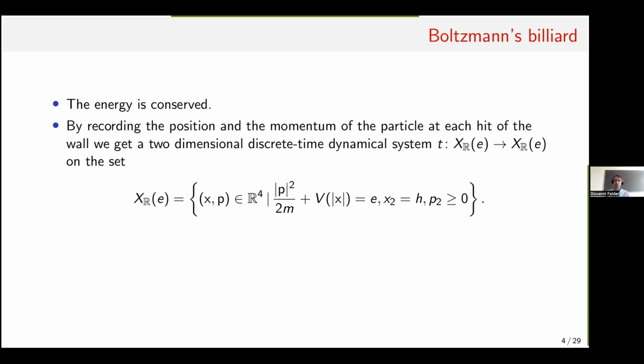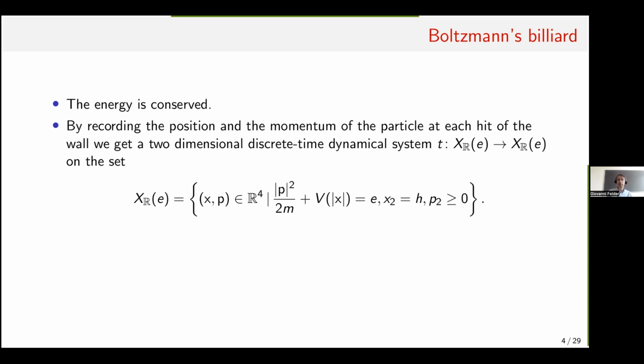And so the phase space or the configuration space of this system would be the energy surface XR. I write this R because I will later complexify. So we have two coordinates of position and two coordinates of the momenta, and you have two conditions. The energy is fixed to the value E, and the second condition: we imagine our center of attraction is at the origin, and then the wall would be at x2 equal to h. The momentum will be positive, say at the moment where it's about to leave the wall.